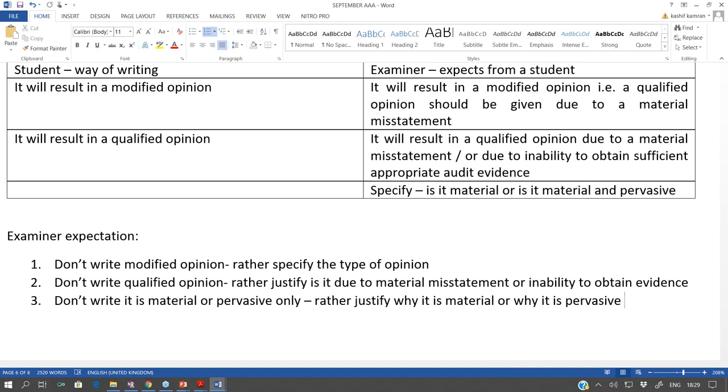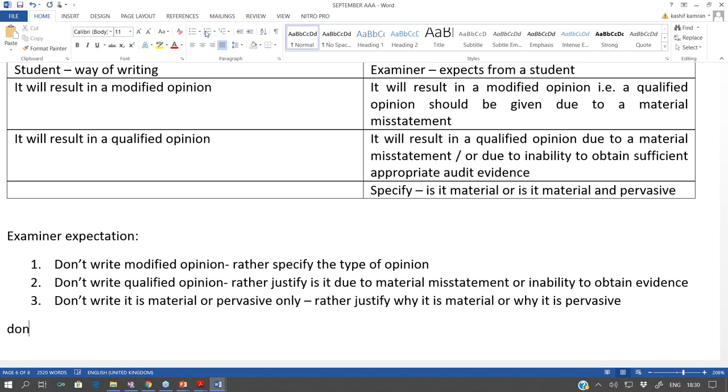Don't write modified, rather specify the type of opinion. Don't just write qualified opinion, tell whether it is due to a material misstatement or an inability to obtain evidence. Don't write it is material or pervasive only. It will give you half a mark. But rather justify why it is material or pervasive to take the full 1 mark. So is everyone clear on the examiner expectation?